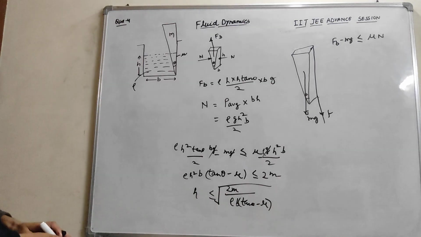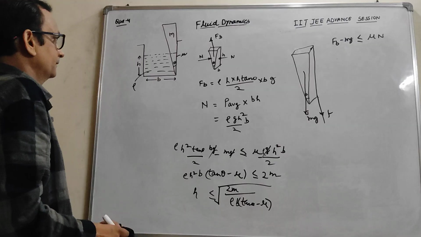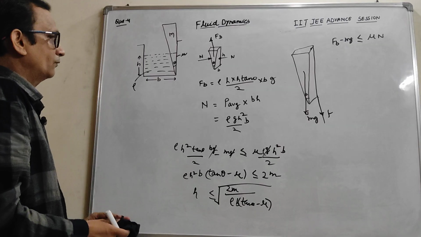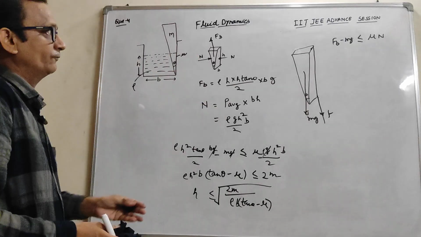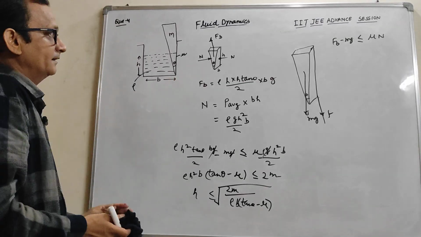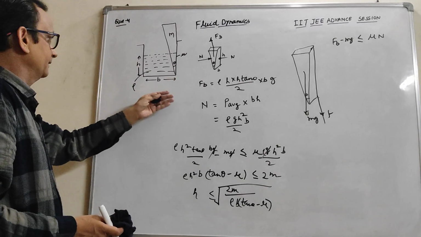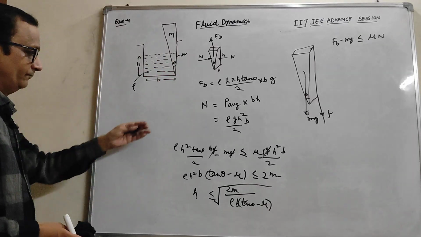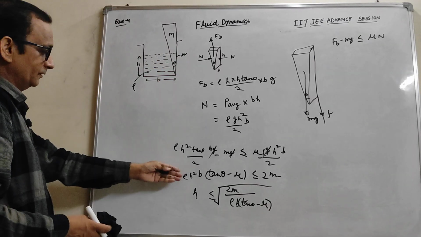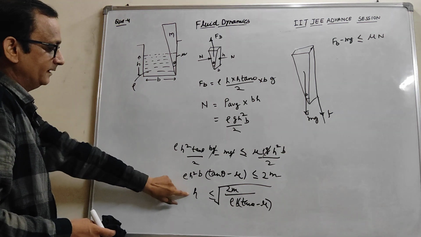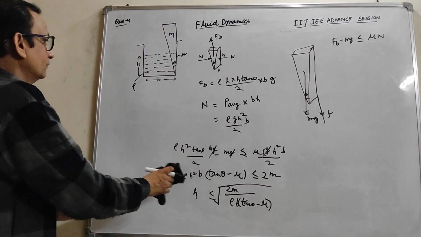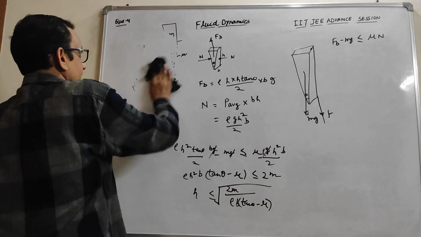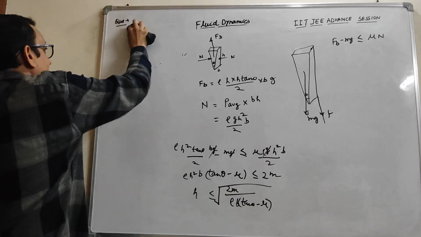This is the problem of how the buoyant force is acting and the friction force is acting here. So we relate the situations and get the final result. So this height would not be more than this value. Further problems we have to discuss here.